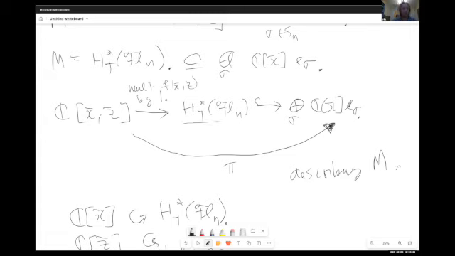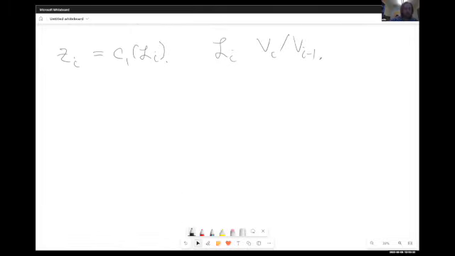So because HT star of the flag variety is generated by multiplication by Chern classes, and this map is injective, I can describe HT star of the flag variety as the image of C of xz in the direct sum over sigma of C of x times E sigma. And so this is the meaning of the map pi. And so now coming back to this.